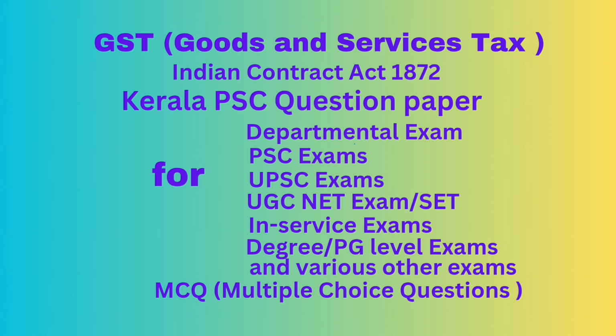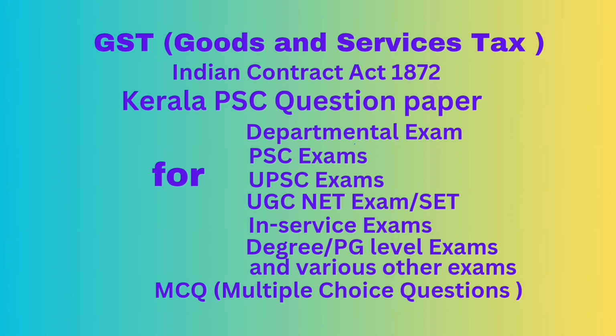Question number 7. Details of consolidated statement of advances received in current period shall be furnished in table 11A subsection 1 and table 11A subsection 2 of GSTR 1. Question number 8. Registered person paying tax under normal scheme shall submit GSTR 3B monthly. Answer, within 20 days after the end of such month.